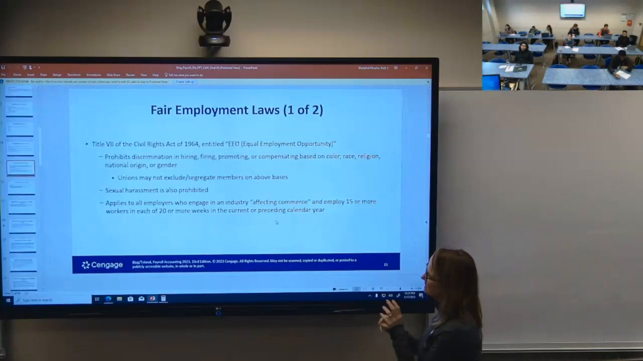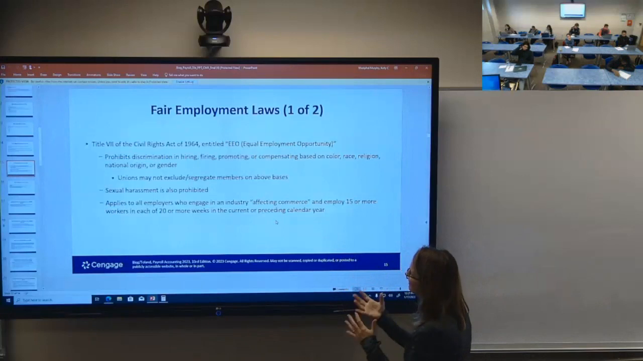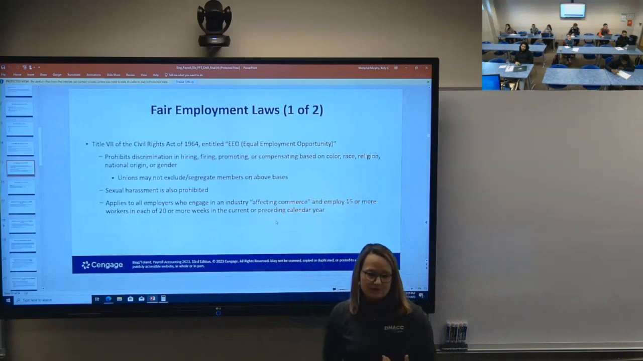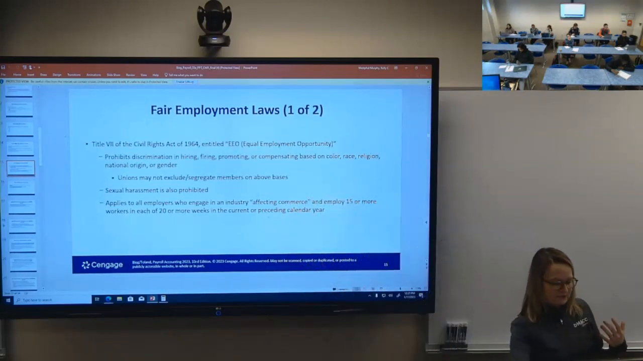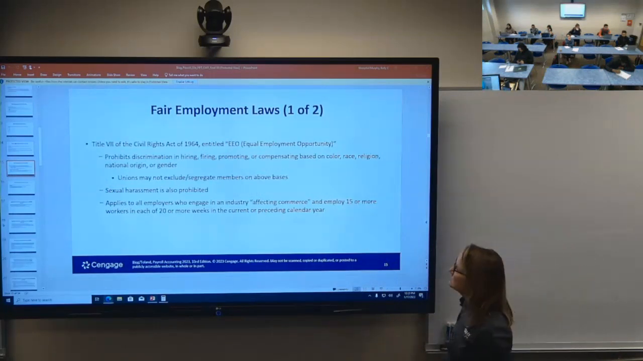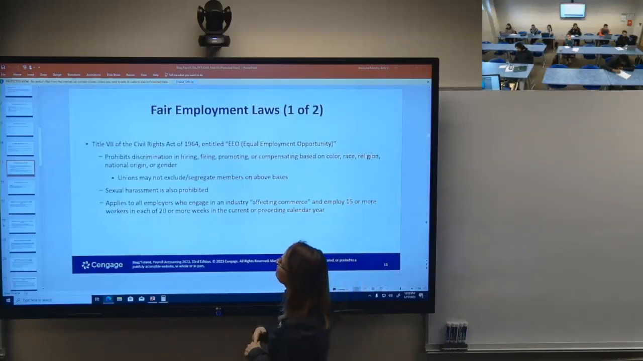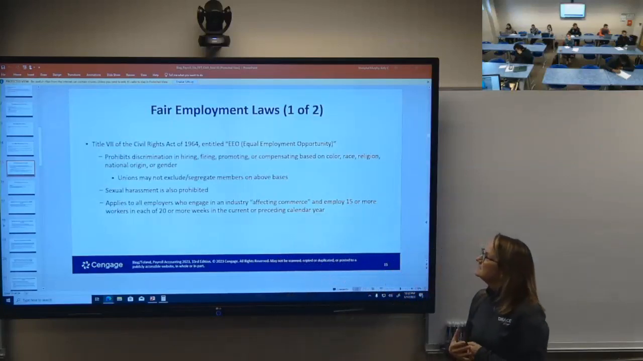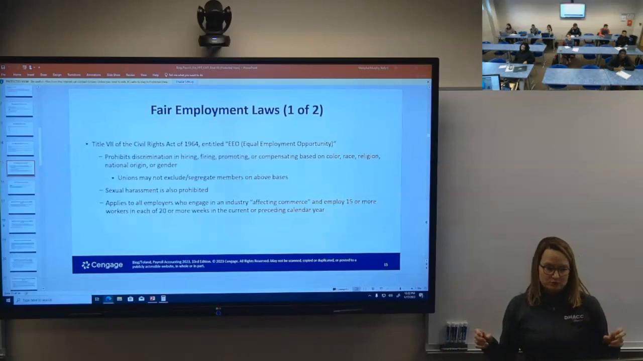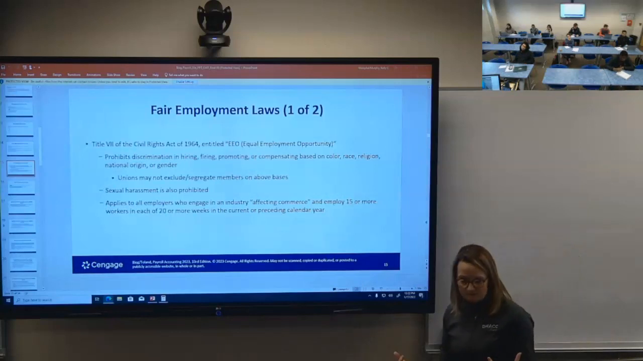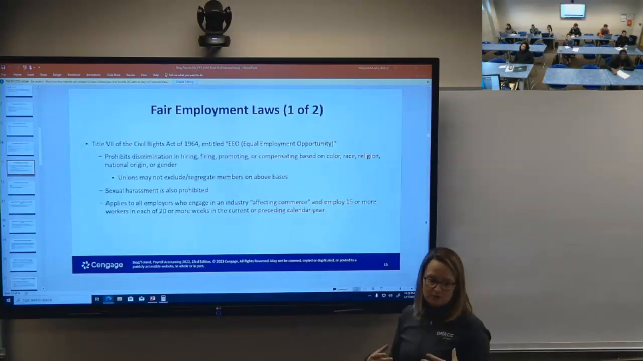We have already touched on some of these items in the introduction to this chapter. So now we're getting into a little bit more detail, going through some of these fair employment laws again. Fair employment pertains to anti-discrimination types of laws. The big one, the Civil Rights Act of 1964. Title VII of that Civil Rights Act is the equal employment opportunity portion of the act. So many of you have probably heard of the EEO, the Equal Employment Opportunity.